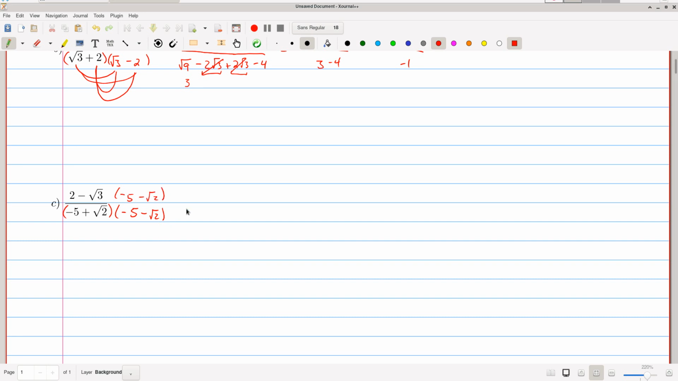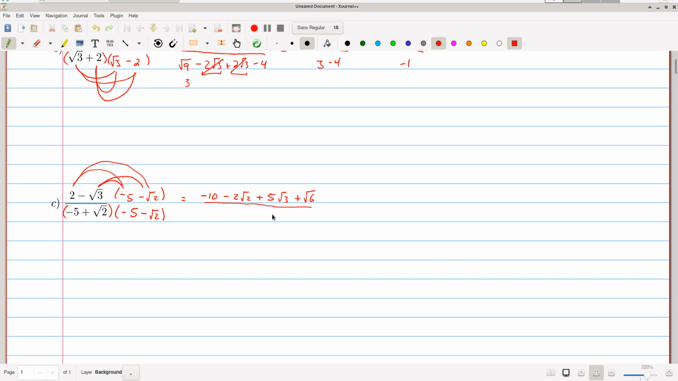And now we'll distribute this through. So 2 times negative 5 is negative 10. 2 times negative radical 2 is negative 2 radical 2. So the 2 is taken care of. Now we go on to the minus radical 3 and distribute that to both terms. So minus radical 3 times minus 5 is positive 5 radical 3. And then negative radical 3 times negative radical 2 is positive radical 6.